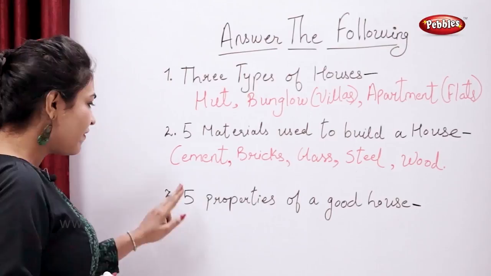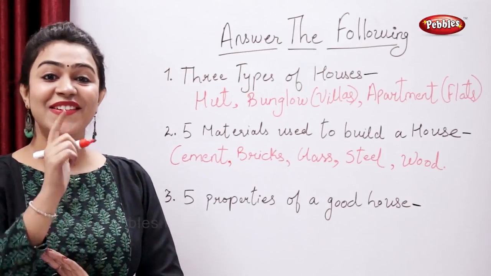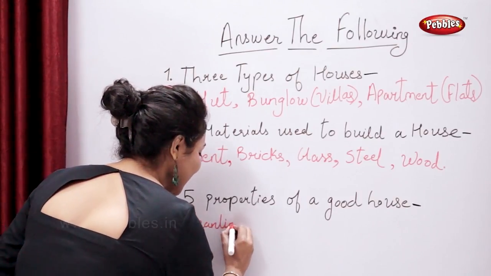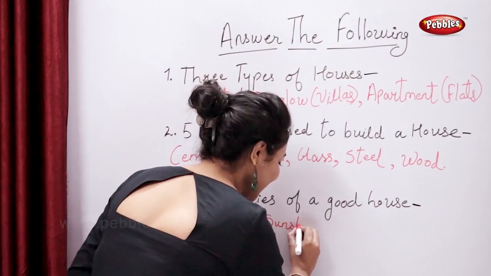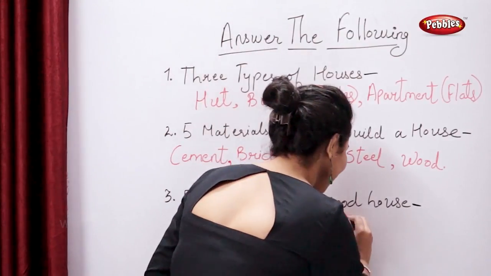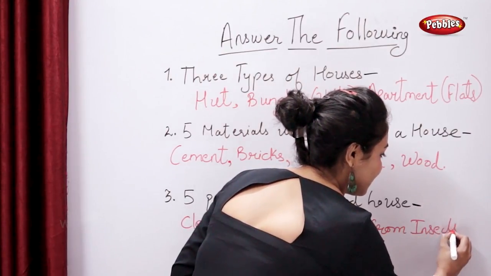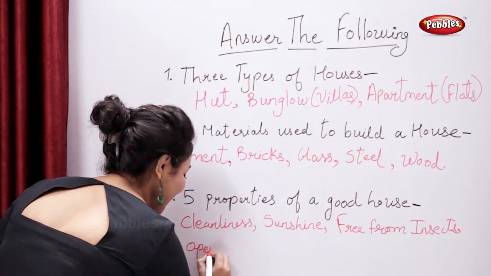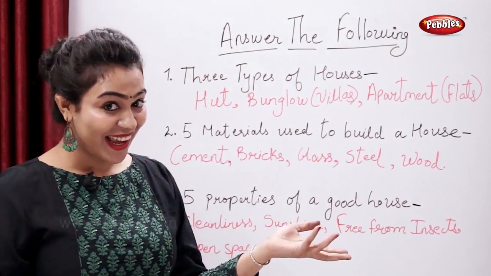Perfect. So now tell me five properties of a good house. Tell me. Yes, right. The first property is cleanliness, and sunshine. And free from insects. And open spaces. And the last property, fresh air, correct.